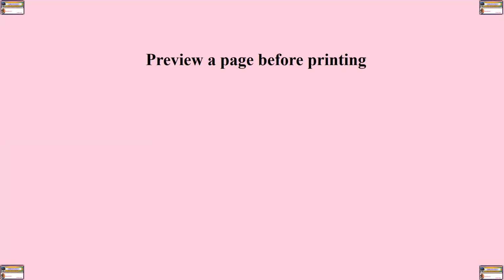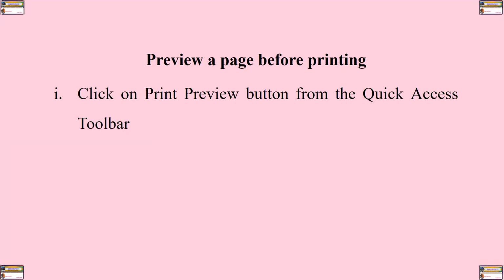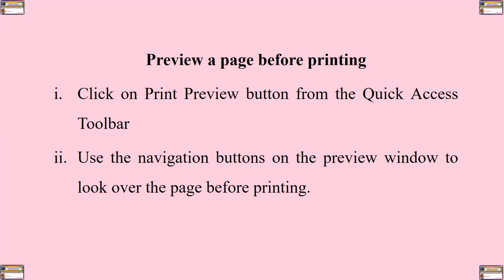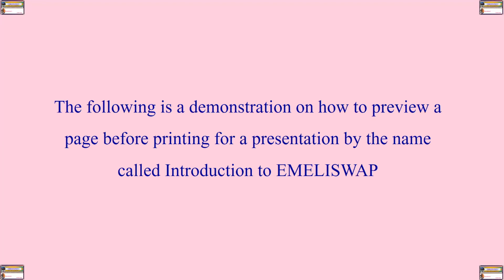Before you print your work, it's always important to preview the page before printing, just as you have been doing in our presentations. So to print preview a page before you print, you click on the print preview button from the quick access toolbar. And then you use the navigation buttons on the preview window to look over the page before printing. The following is a demonstration on how to preview a page before printing for a presentation by the name Introduction to Emily Swap.